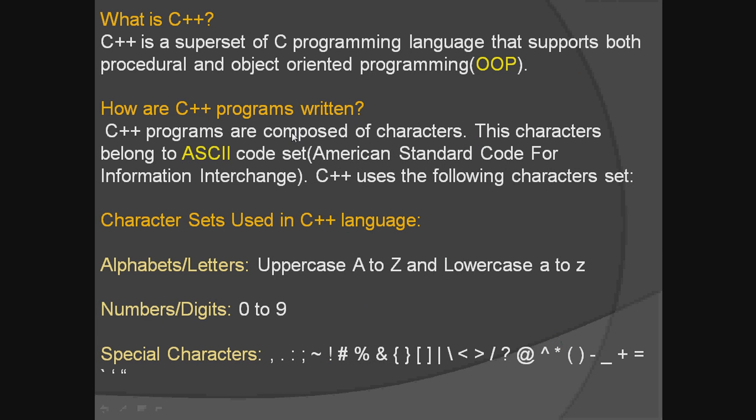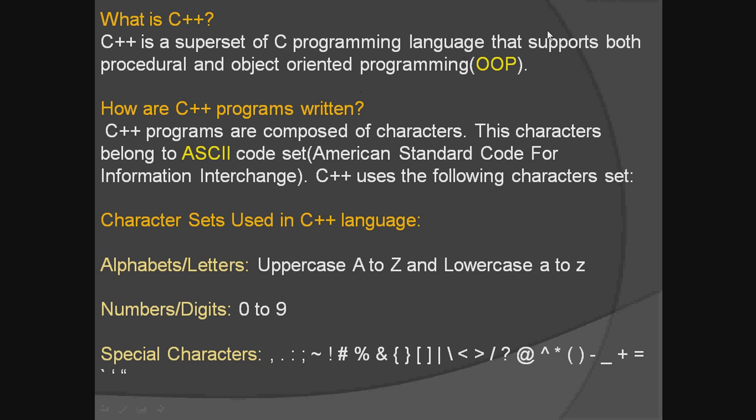So the first one is, what is C++? Now C++ is a superset of C programming language. So this C++ was formed from the C programming language, and it supports both procedural and object oriented programming. What was lacking in C programming language was object oriented programming. So C++ included new features in object-oriented programming, which we shall see in the later chapters.